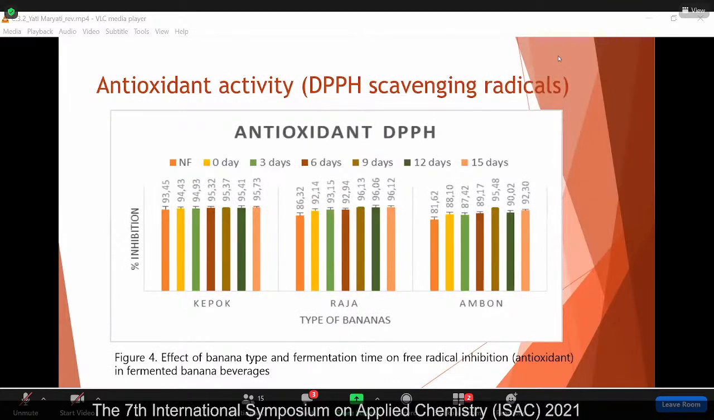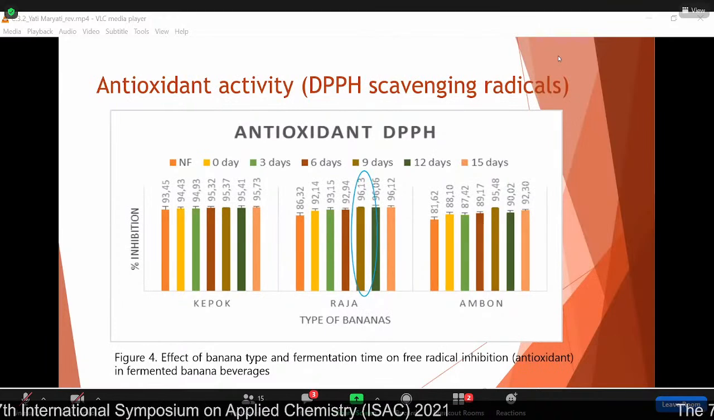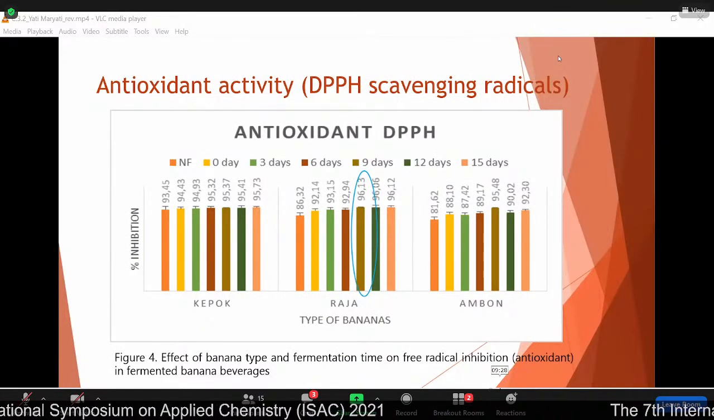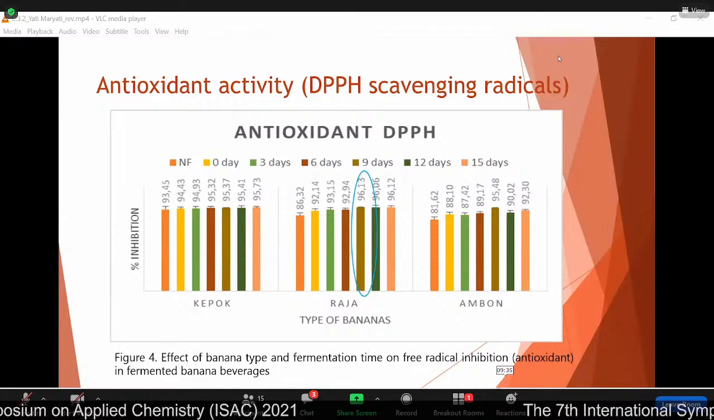Antioxidant activity: each fermented banana fruit drink has a different pattern during fermentation. However, our results show high antioxidant inhibition. In banana fermentation, it can be seen that the longer the fermentation time, the more the antioxidant activity value increases. The optimum was in Raja bananas, followed by Ambon, on the 15th day.